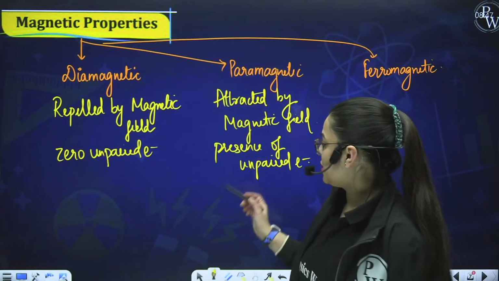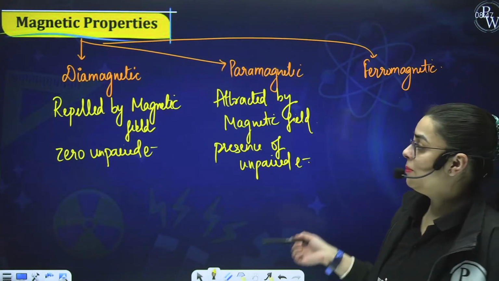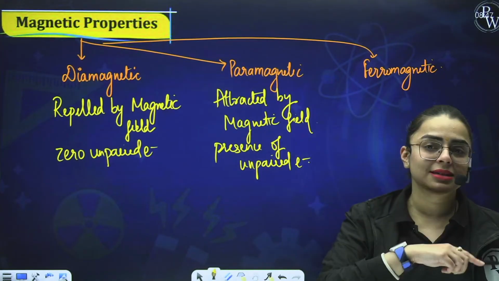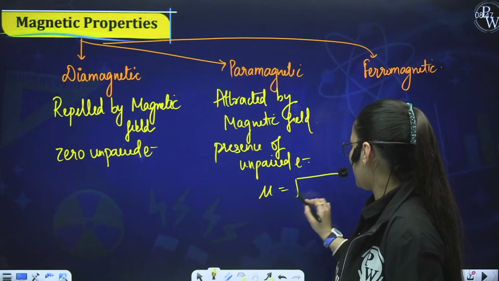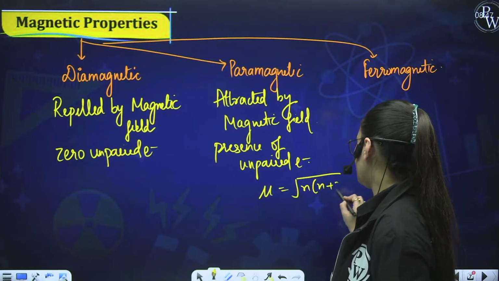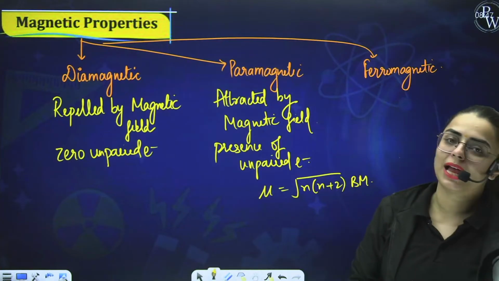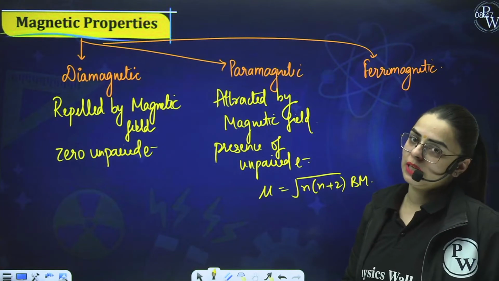Now, with the presence of unpaired electrons, you can calculate the magnetic moment. I guess you all know the formula. Basically, we have done the formula with respect to magnetic moment in the class 11 standard also. What was the formula? Mu is equal to root n(n+2) Bohr magneton. So this is the general formula to calculate the magnetic moment, where n stands for number of unpaired electrons. Great.